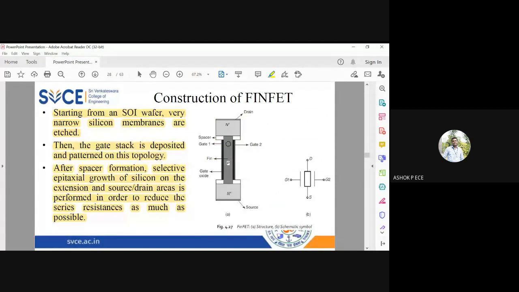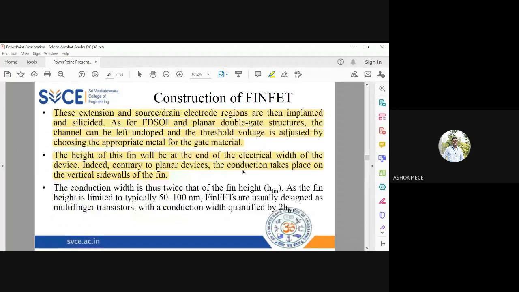So usually conduction takes place inside the fin, between the drain and the source. The drain and source are rectangular, but this fin is a very narrow membrane. The conduction happens from the source to the drain through the fin by applying the two control voltages, VG1 and VG2, across the two gate terminals of your FinFET. So the conduction width is going to be twice the height of the fin, okay?